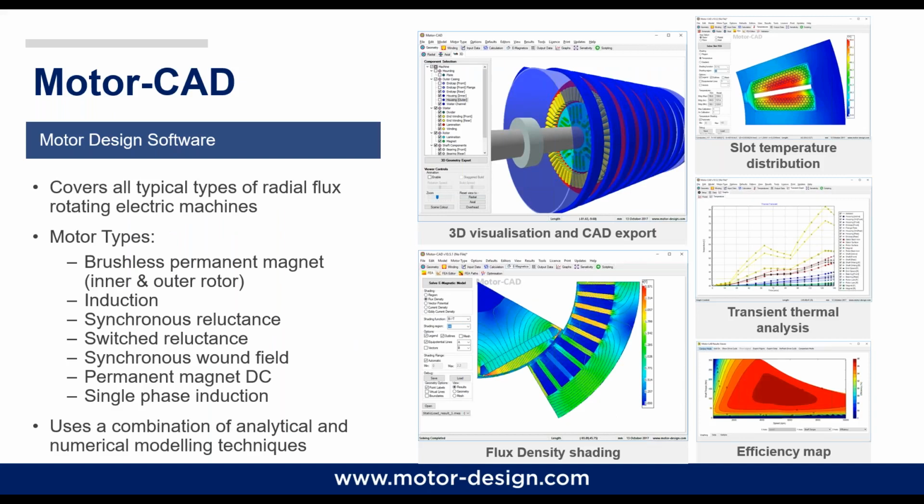MotorCAD is a software that covers pretty much all typical types of radial flux rotating electrical machines. Here you can see a few pictures about MotorCAD, like the 3D view, the flux density, the efficiency maps, or the slot temperature distribution inside windings, inside the slot. We can study different kinds of machines: brushless permanent magnet machines with inner or outer rotor, induction machines, synchronous switched reluctance, synchronous wound machines, and so on.